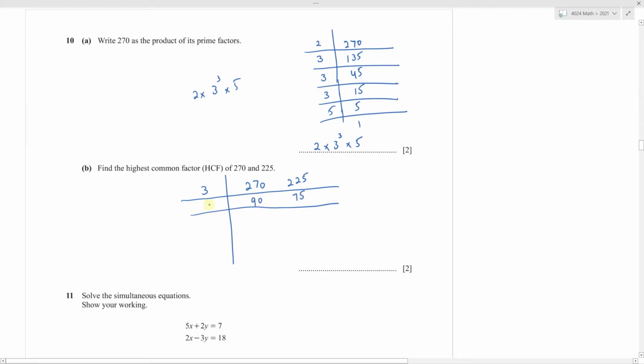Again, both are divisible by 3. 3 threes are 9, 0, 3 twos are 6, 1 15, 5s are 15. Not divisible by 3 anymore. 25 is not. And then this is an odd number, so 2 is also not a common factor. Both are divisible by 5. 5 times 6 and 5 times 5. And then they have no more common factors. So 6 and 5 do not have any common factors. So our HCF will be 3 times 3 times 5. 3 threes are 9, 9 fives are 45. So your highest common factor will be 45.